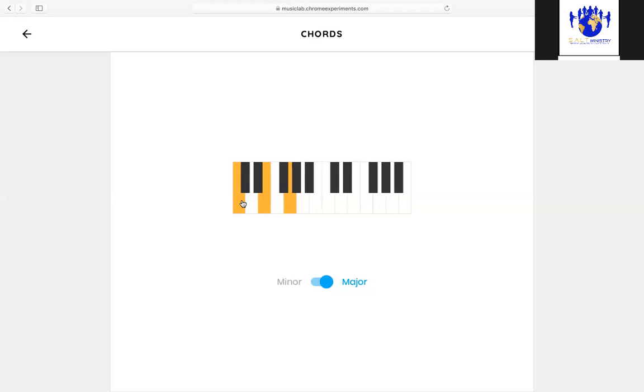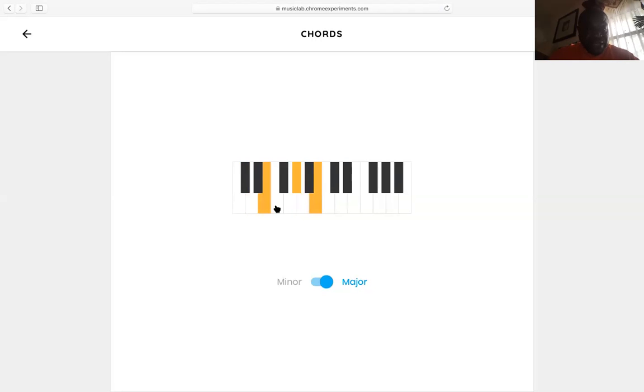So it's just like numbers. C is 1, D is 2, E is 3, F is 4, G is 5, A is 6, B is 7, and then we start again at C, which is 8. 8 is back to number 1.